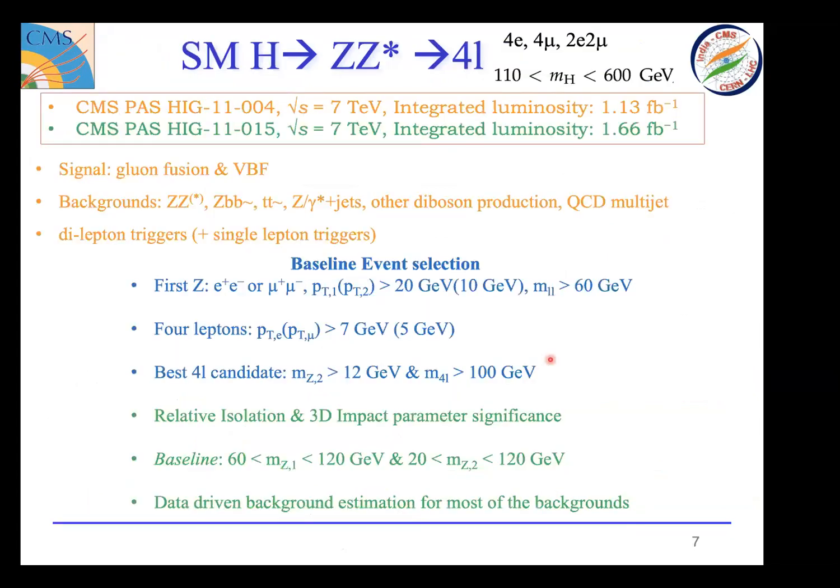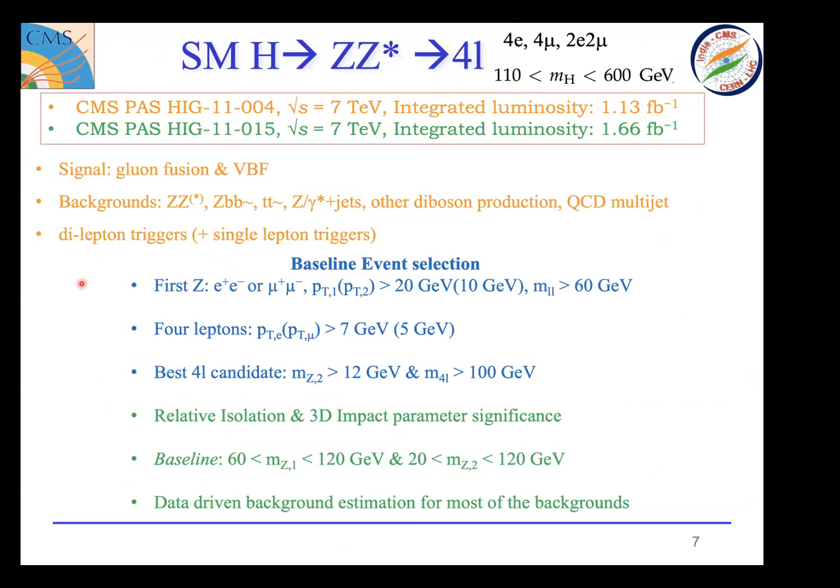Now, the work continued for the lower integrated luminosities of 1.13 femtobarn inverse and 1.66 femtobarn inverse in the golden mode, that is 4e, 4 mu, and 2e2 mu. The Higgs mass range was scanned from 110 GeV to 600 GeV. I won't, of course, say anything about the signal and backgrounds, which I have already mentioned. Data was triggered using the single lepton trigger only in the initial portion, but it was mostly the dilepton trigger because we already have Z decaying to dilepton.